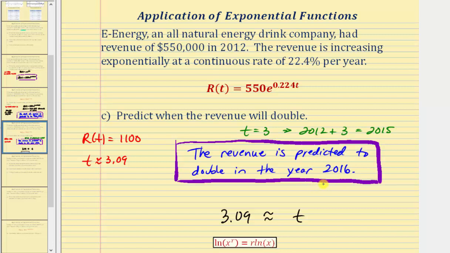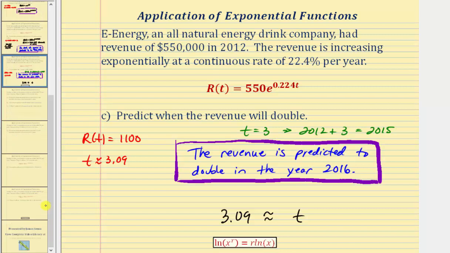I think we'll stop here for part 1. In part 2, we'll take a look at an example where we have a continuous decay rate. I hope you found this helpful.